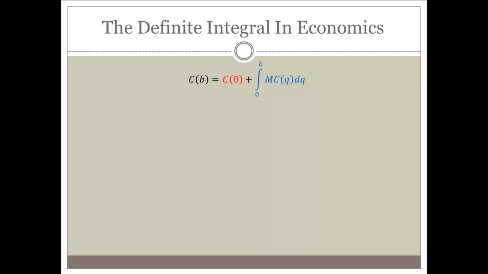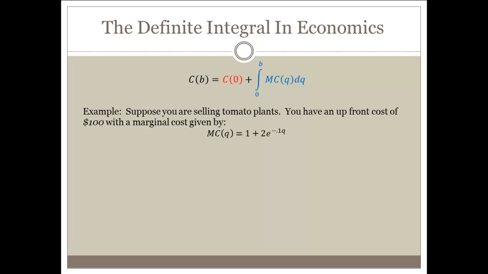Let's now use this to compute an example. Suppose that you are selling tomato plants. You have an upfront cost of $100 with a marginal cost given by mc of q equals 1 plus 2e to the negative 0.1 q. How much will it cost to produce 200 plants?